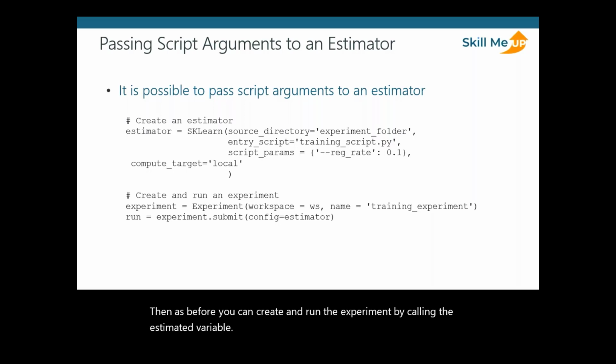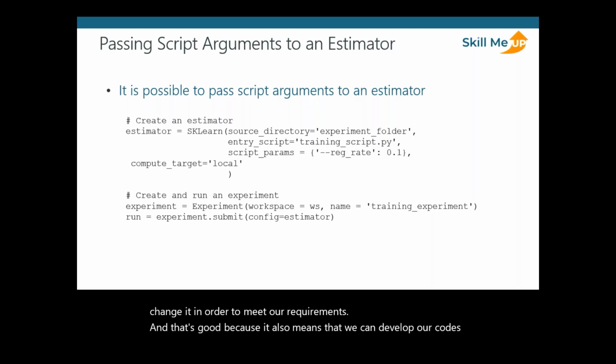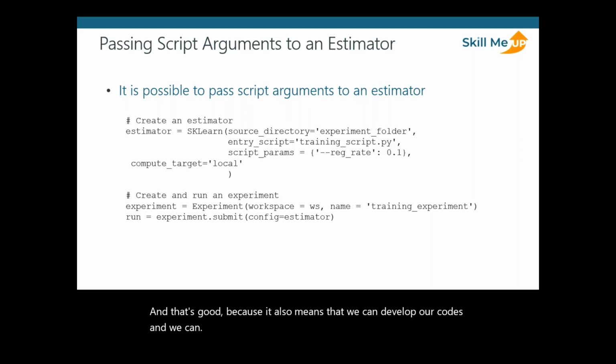So once we are able to write up this code, it becomes very easy to change it in order to meet our requirements. And that's good because it also means that we can develop our code and we can script it, and then that allows us to automate it.